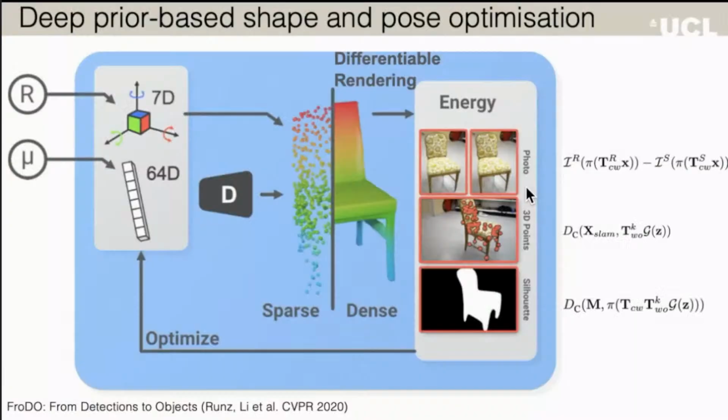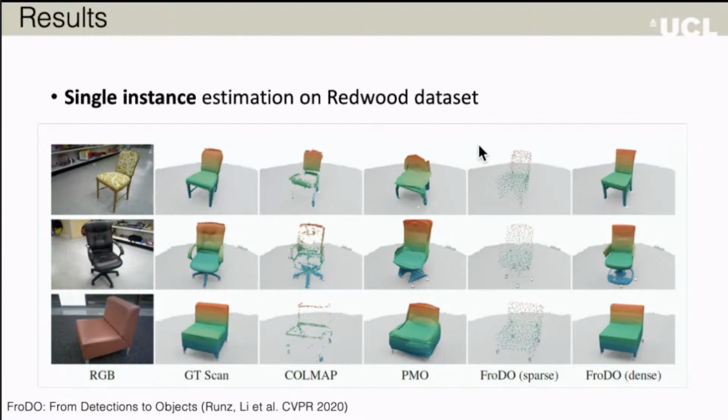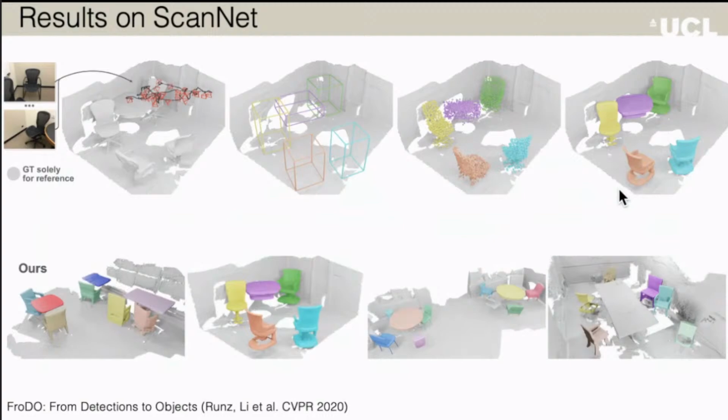Okay, so this is really what's driving the optimization. We have an energy that's looking at photoconsistency terms, also some geometric reprojection terms and some silhouette terms. This is an optimization where we are estimating the shape code and the orientation of each object and using the deep SDF shape prior as the prior that's driving the optimization. And here we have some results comparing with other methods at the time. Our reconstructions are here on the right. You can see that we're getting very nice, accurate reconstructions on hard scenes, such as scenes that come from ScanNet.